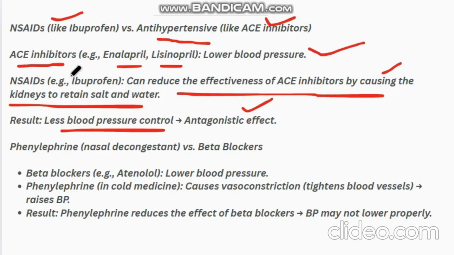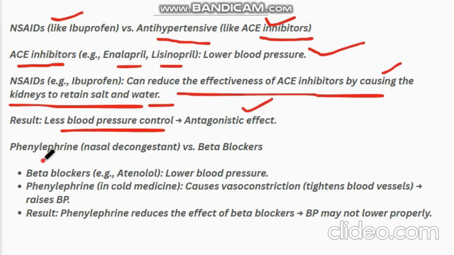So here ibuprofen is going to reduce the effect of ACE inhibitors by causing the kidneys to retain salt and water. ACE inhibitors act by increasing the excretion of salt from the body, whereas NSAIDs, that is ibuprofen, will enhance the retention of salt in the kidneys. That is how they are going to antagonize the effect of ACE inhibitors.